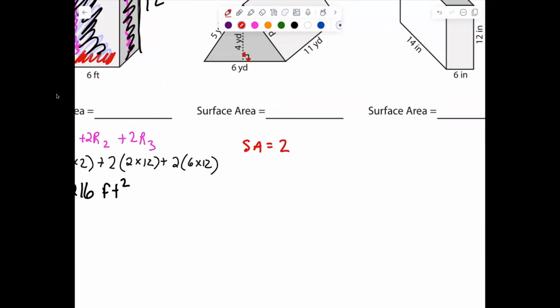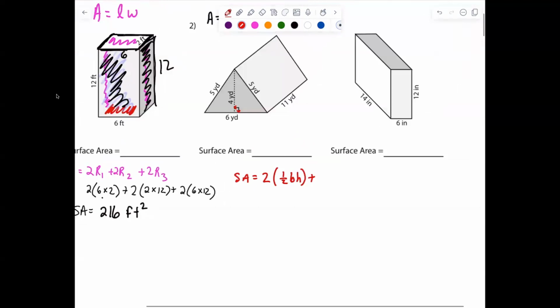What's the formula for area of a triangle? 1/2 times base times height, plus how many rectangles are there? Does everybody agree there are 3 rectangles? How many of them are the same though? Or are all 3 the same? Oh, 2 are the same.